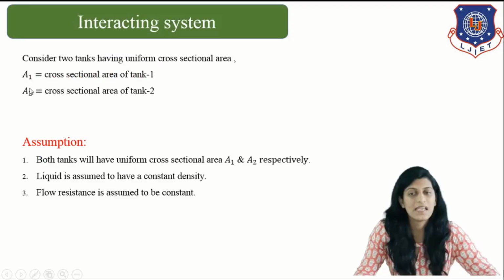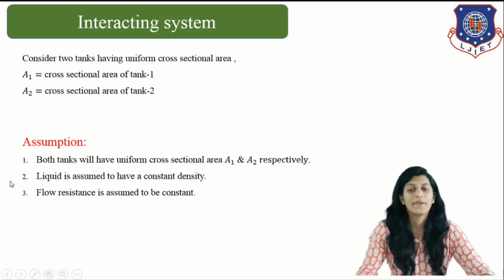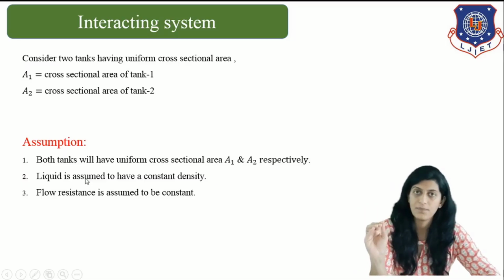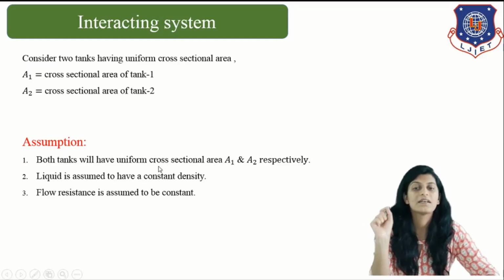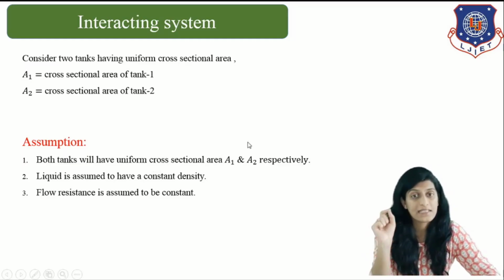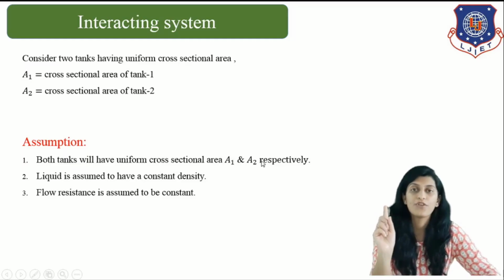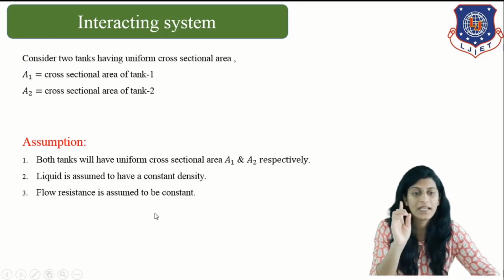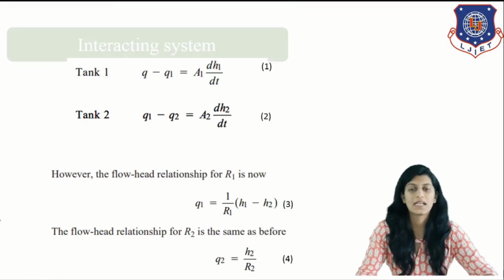So here as you can see, A1 is cross sectional area of tank 1, A2 is cross sectional area of tank 2. Coming to assumptions, we are again having those same three assumptions which we made in the liquid level system derivation, right. That is, cross sectional area of tanks is considered to be uniform throughout the cross section. Liquid is assumed to have constant density. Flow resistance is assumed to be constant. So these are the three basic assumptions which we need to follow. Now let us just start our derivation.